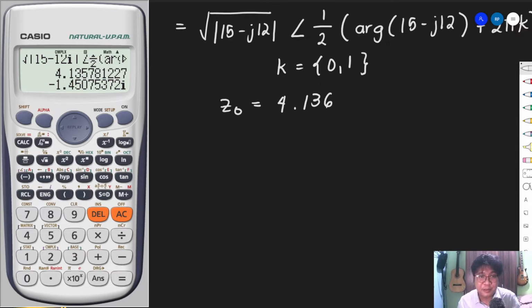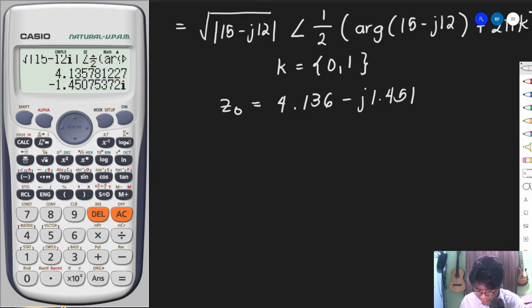4.136. So, 3 decimal places, no? But it's up to you, no? Kung ilan ang preferred ninyong ilagay na decimal. But personally, ako, 3 is enough, no? So, round off lang. So, 4.136 minus j1.451. So, this is z sub 0.